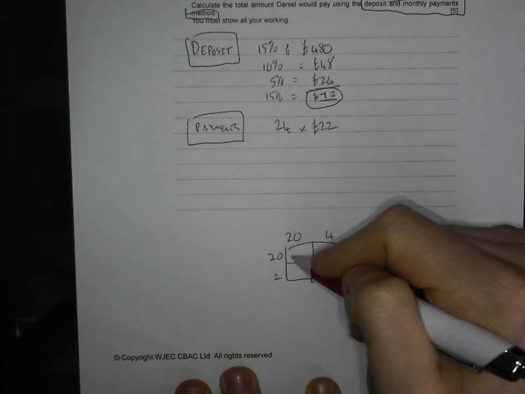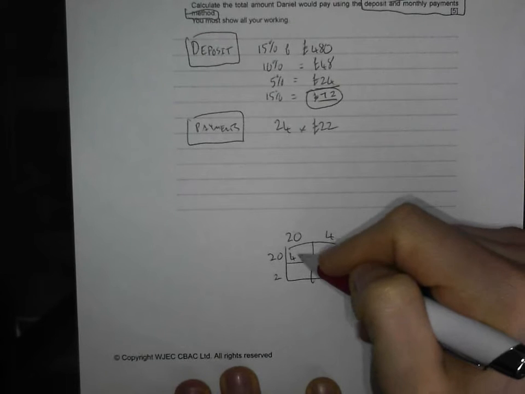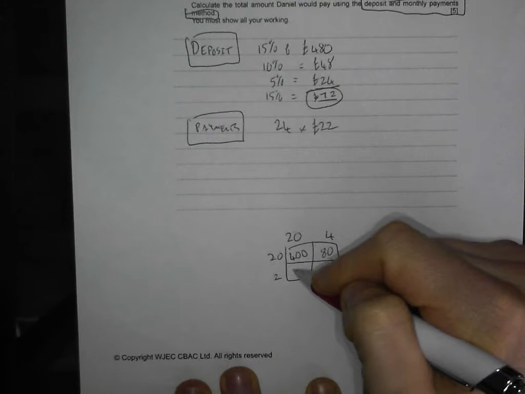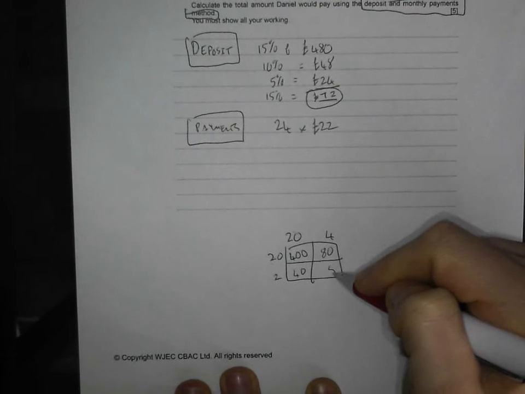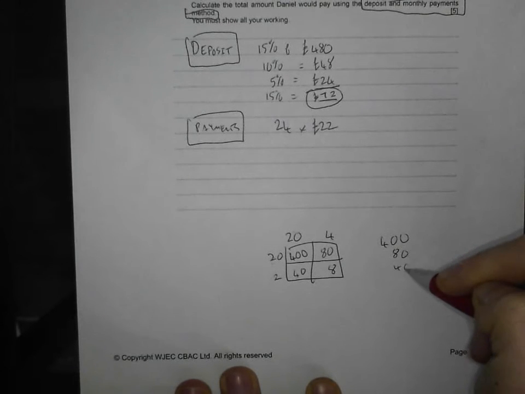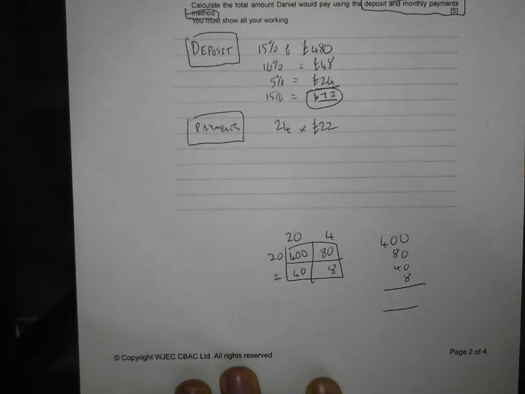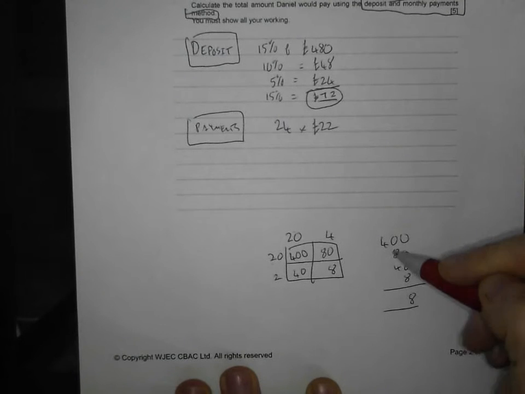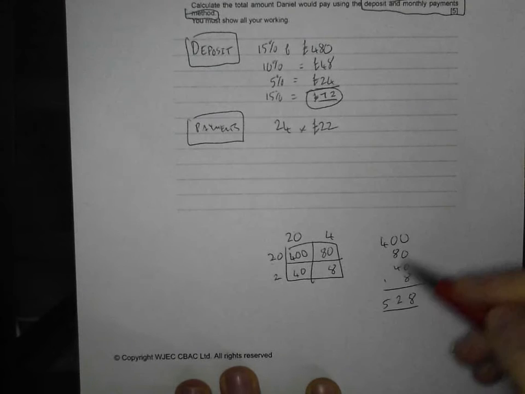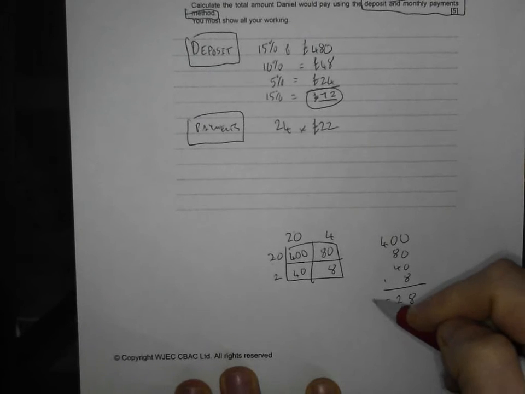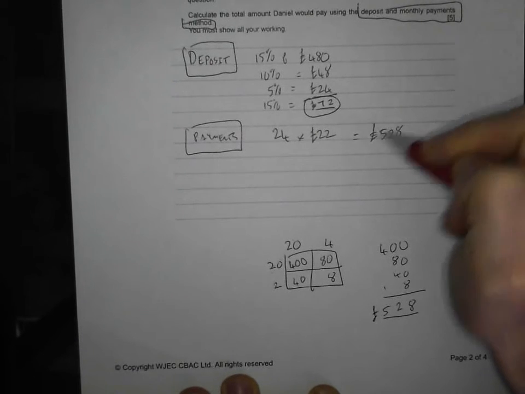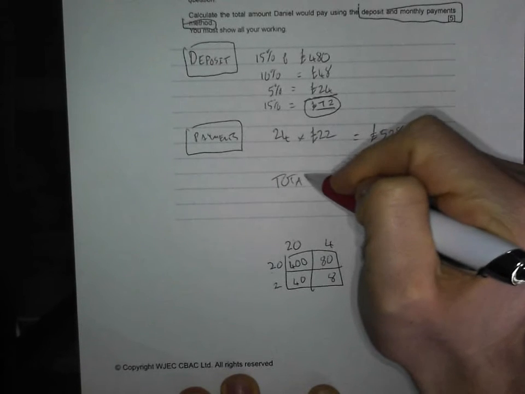2 times 2 is 4, and a 0 and a 0, 400. 20 times 4 is 80, 20 times 2 is 40, 2 times 4 is 8. I'm just going to add those together, 400, I've got 80, I've got 40, and I've got 8. What have I got here? 0, 0, 0, 8. 8 and 4 make 12, carry my 1, that's going to give me £528. So I get payments of £528, so let's get a total down.